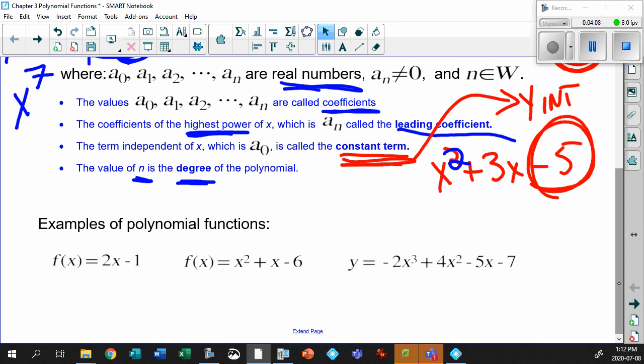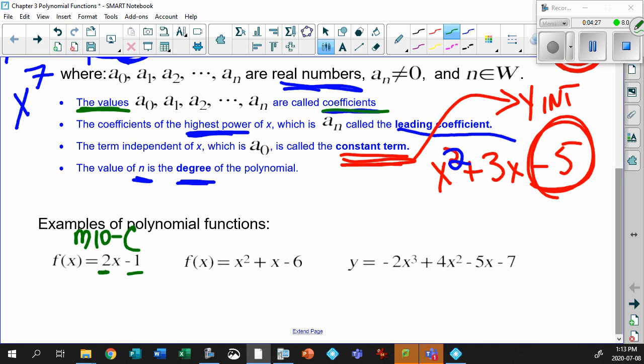So we're going to use these ideas when we're looking at some nice little simple examples of polynomial functions. Here's something that you would typically see in Math 10C. So this is f of x equals 2x minus 1. Okay, so let's start talking about this. What are the values of the coefficients? Oh, value of the coefficient, there's a 2 and there's a minus 1. There's your two coefficients. Done.